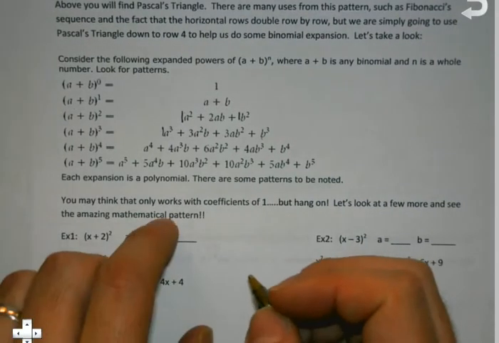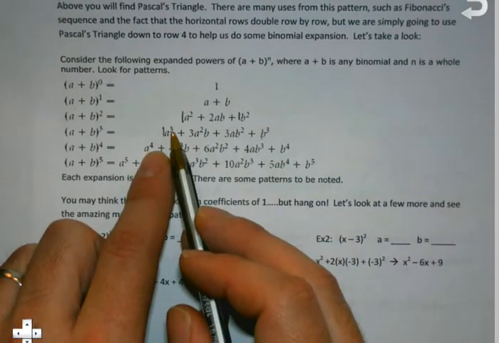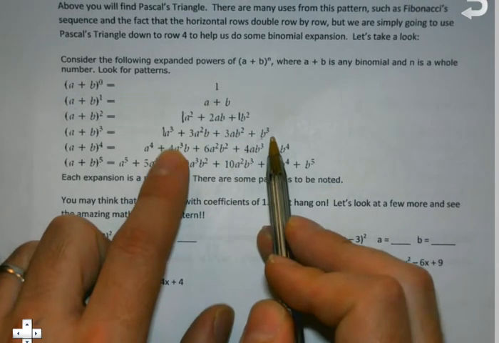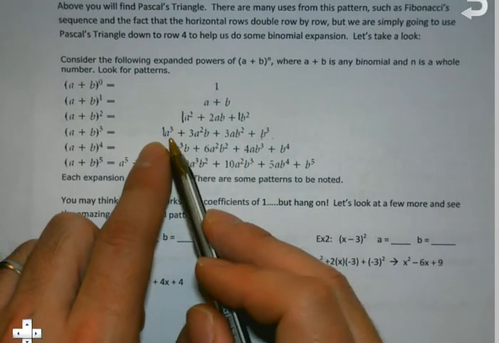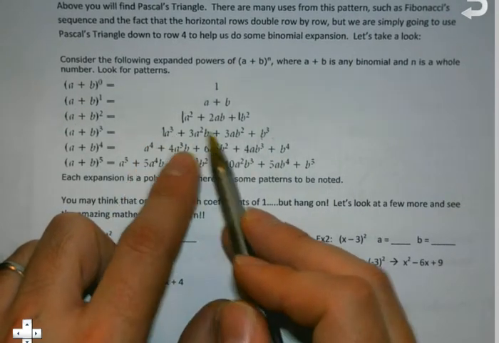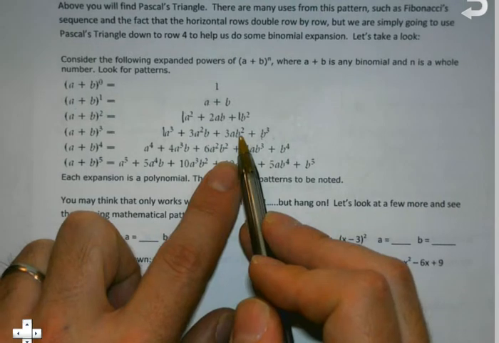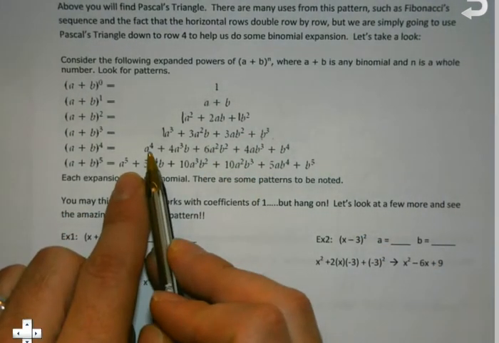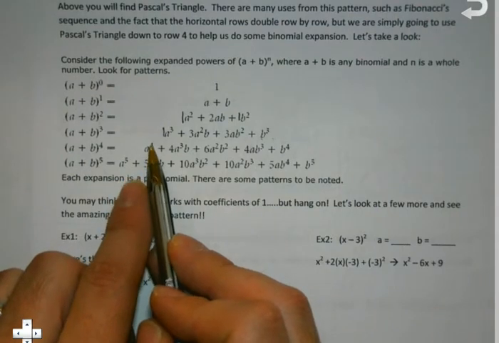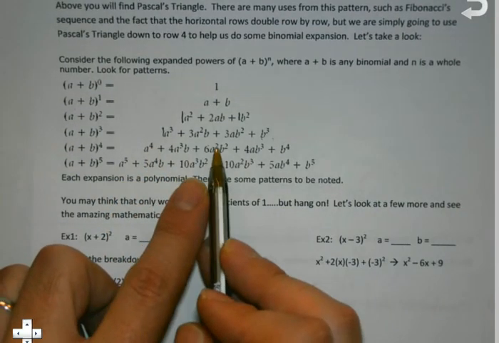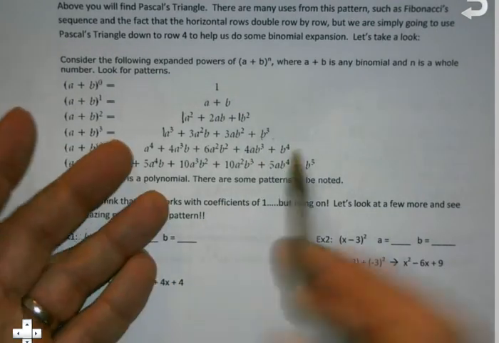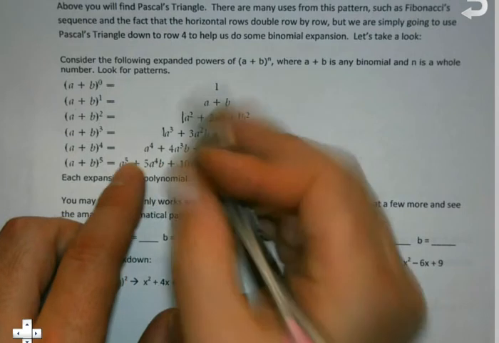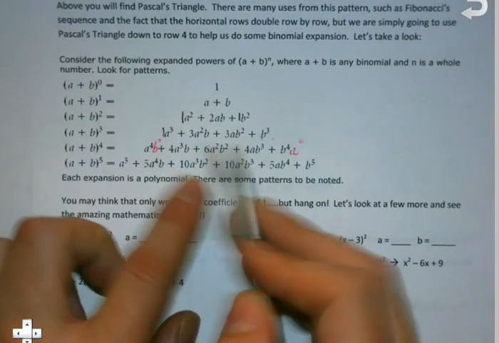As you start to look at the variables on these, you see I've got a to the third. The next term goes to a squared, then to a, and then there's no more a's. Well, if I look at b, the first term doesn't have a b, then I have b to the first, b to the second, b to the third. So your first variable term goes a to the fourth, 3, 2, 1, a to the 0 basically is what I'm seeing here on the end. And it goes the other way for b: b to the 0, 1, 2, 3, 4.